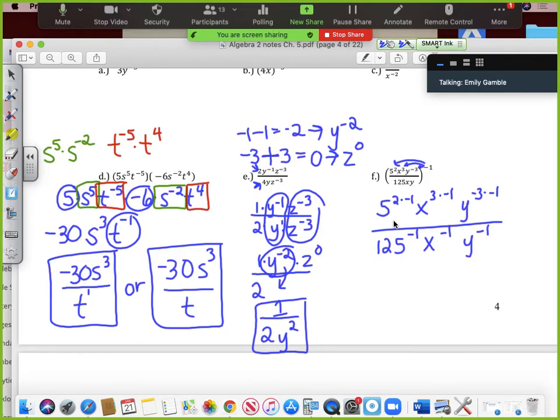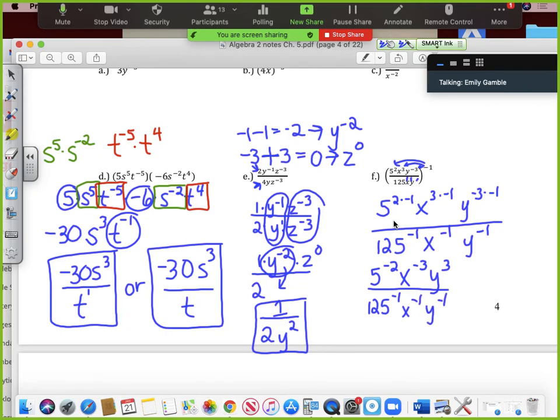So whenever you have a power rule, every single thing in the fraction, in the numerator and in the denominator needs to get the new power. Whatever power it currently has, you just multiply it by negative 1. Everything in the denominator had an invisible power of 1, which is why they all then just turn to negative 1, since 1 times negative 1 is negative 1. Okay, so to simplify this further, 5 to the power of 2 times negative 1 is going to be 5 to the negative 2 times x to the negative 3 times y to the negative 3 times negative 1 is positive 3, all over 125 to the negative 1, x to the negative 1, y to the negative 1.